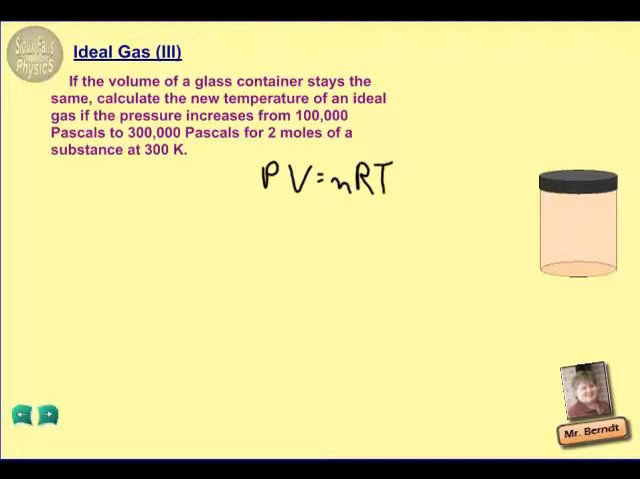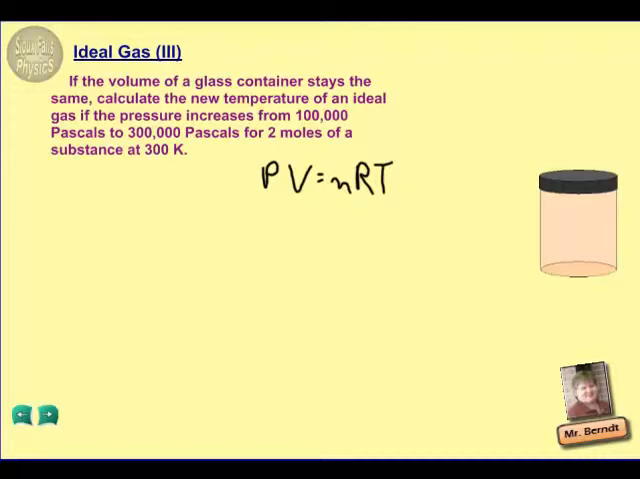nRT. If we're comparing things from before and after, we should look first to see what is not changing. Well, one of the things that's not changing is the number of moles. They're not going to change. The other thing that's not going to change is the volume. It's very hard to change the volume of a glass container.